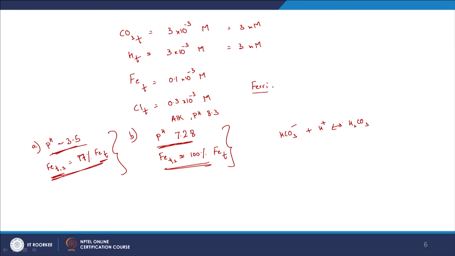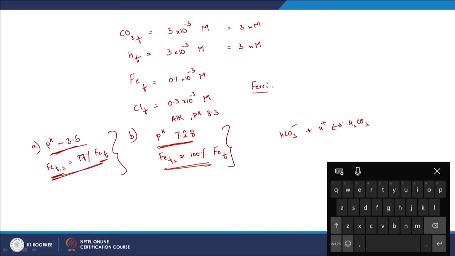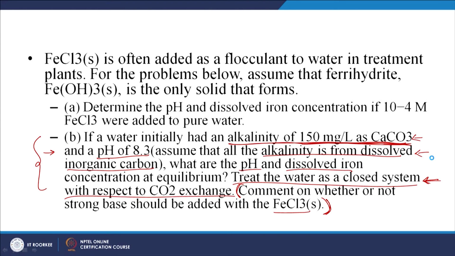So again, one aspect that we need to now understand or look at is, why are we adding FeCl3 in the first case? Because it can act as a flocculant, right, in the coagulation and flocculation process.